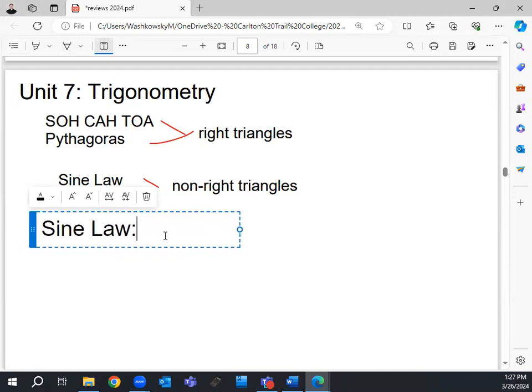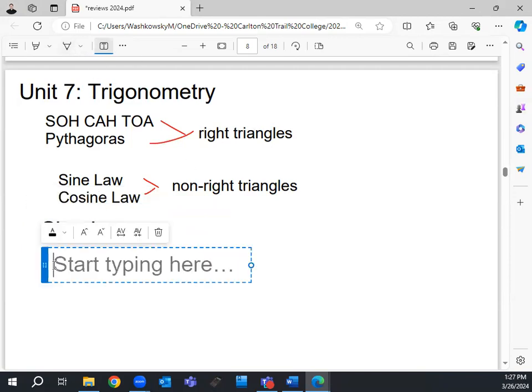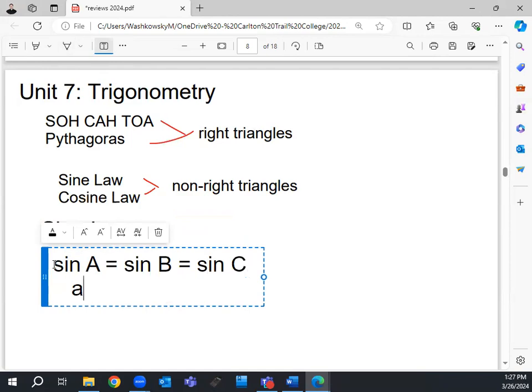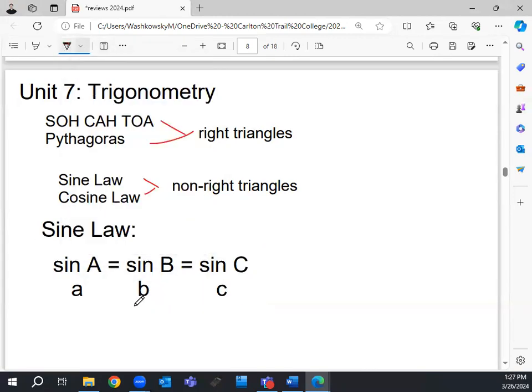So the sine law is a general equation. Sine of A, B, C. I'll just write it in really quickly before I even start saying it. Sine of A divided by a is equal to sine of B divided by b is equal to sine of C divided by c. What the heck does that mean? We'll break it down.